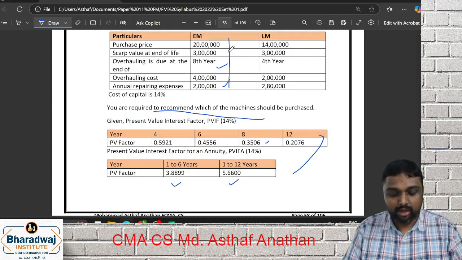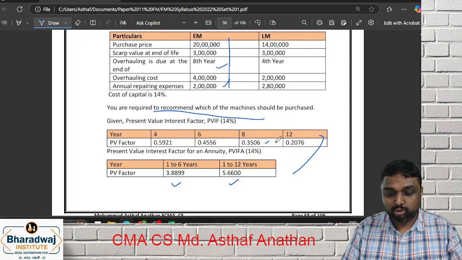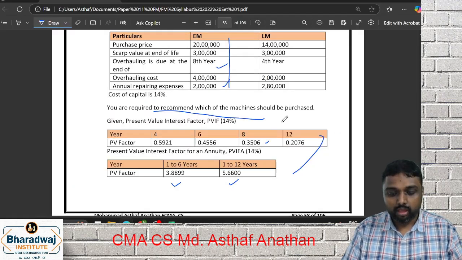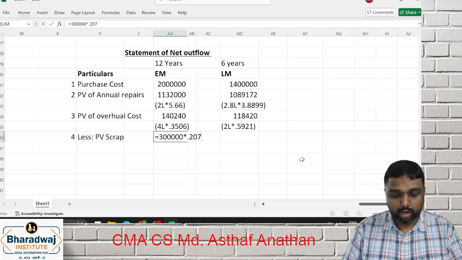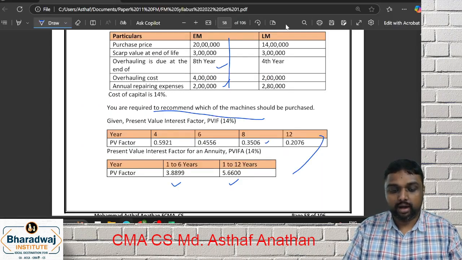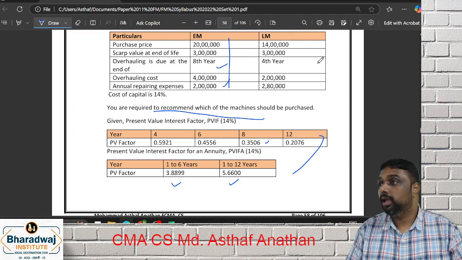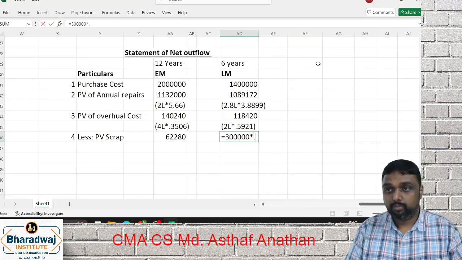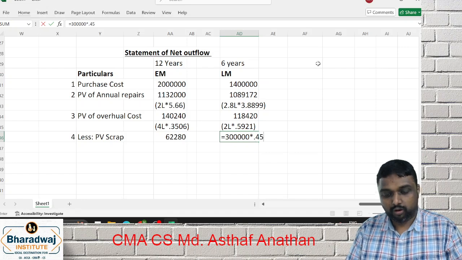You get scrap value 3 lakh. It is the 12th year. So 3 lakh into the 12th year rate, which is 0.2076. The next is what? 3 lakh into 0.4545.